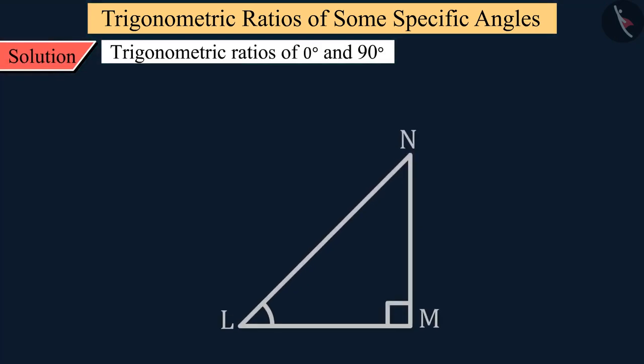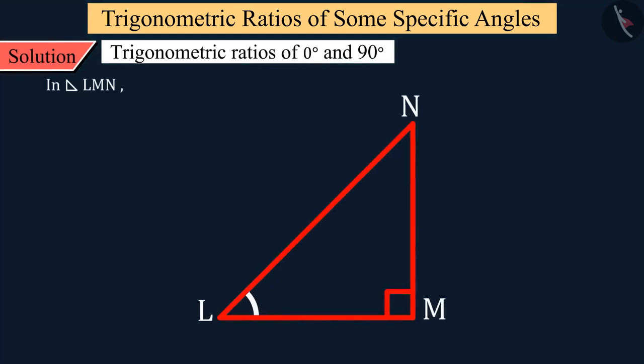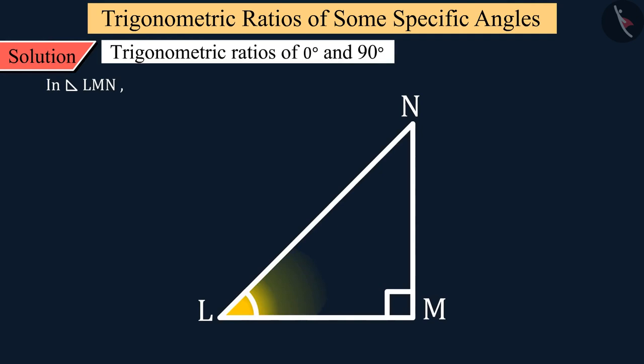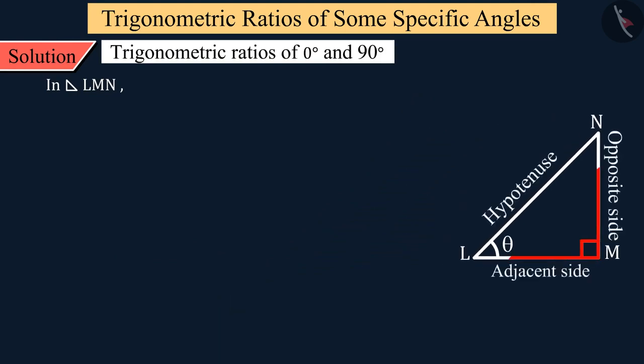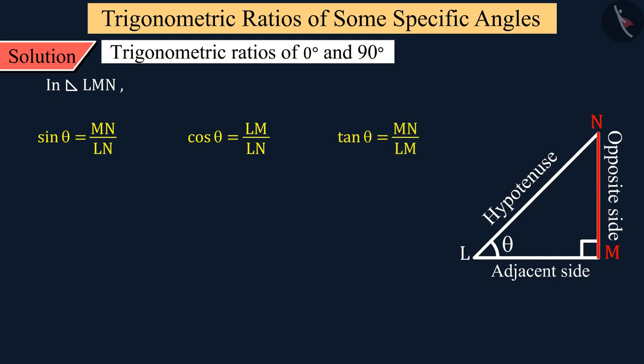We know that Rahul has a right angle triangle LMN, where angle L is an acute angle. Suppose its value is theta. We calculate the value of sine theta, cos theta and tan theta with the help of the right angle triangle LMN. Then we get the value of sine theta as MN upon LN. The value of cos theta is LM upon LN. And the value of tan theta is MN upon LM.